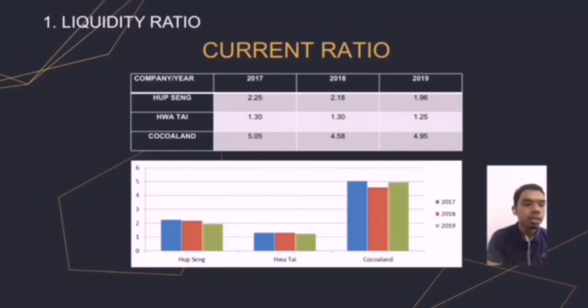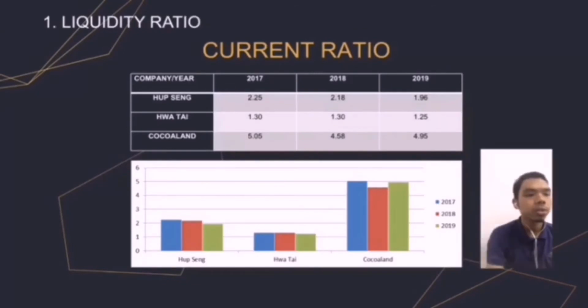So basically from this graph, it shows that from the three companies, we can see that Cocoland Holding Berhad has the biggest number compared to the other companies. It shows that the current ratio for 2017 is 5.05, decreasing to 4.58 in 2018, but increased back to 4.95 in 2019. The difference between these companies is that Cocoland has the biggest current ratio compared to Watai and Hapseng.